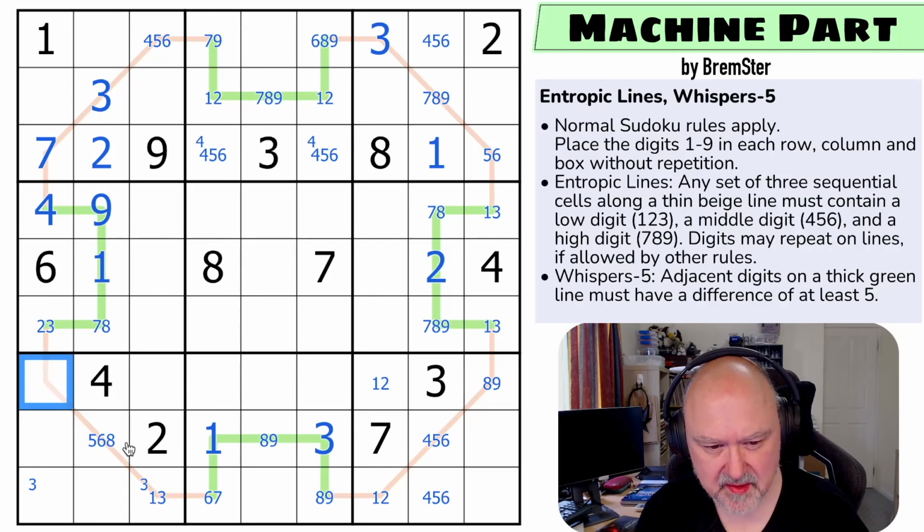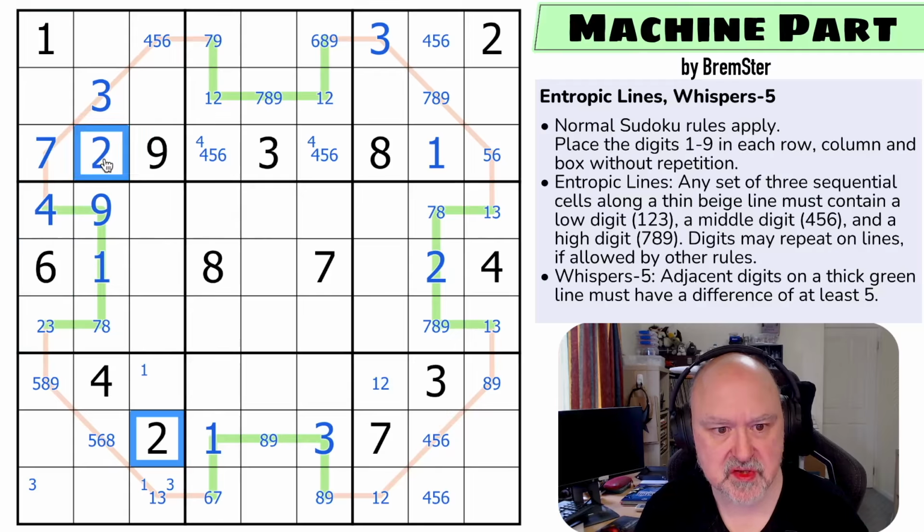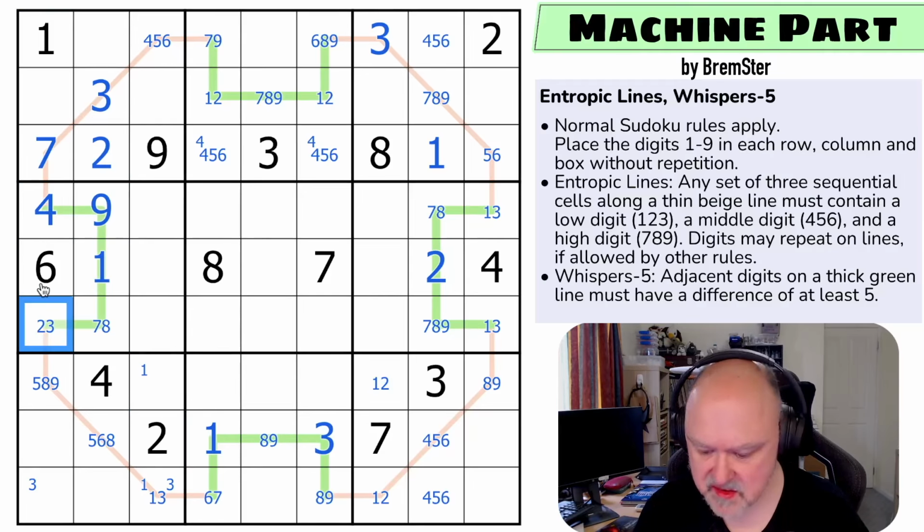This one can't be low. If it's middle, it's 5. If it's high, it's 8 or 9. 1 is in one of those two because of these ones. 2 and 2. Oh, 2 and 2. Where's the 2? That's a 2.